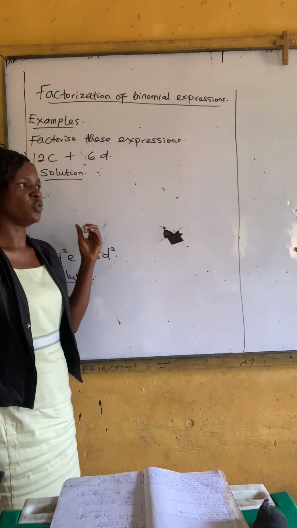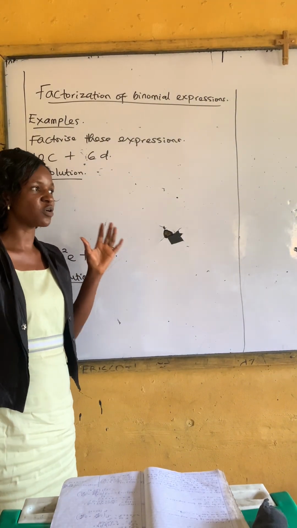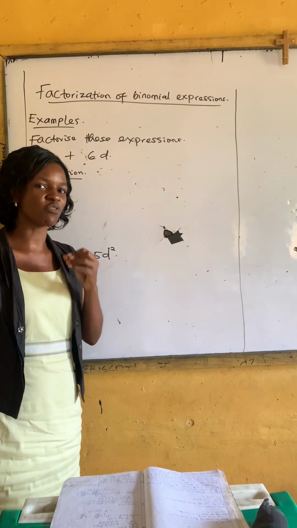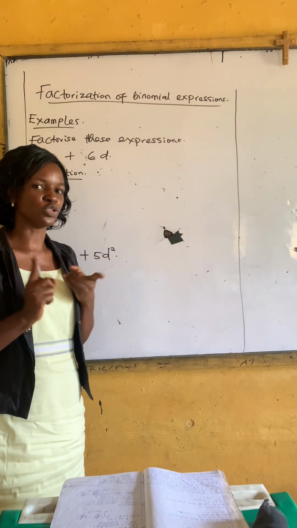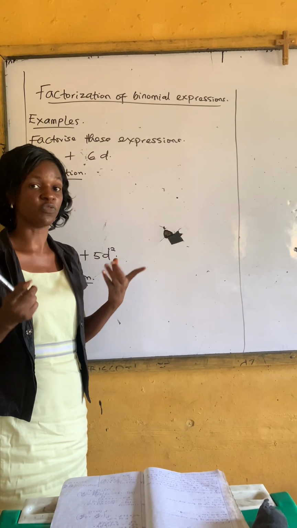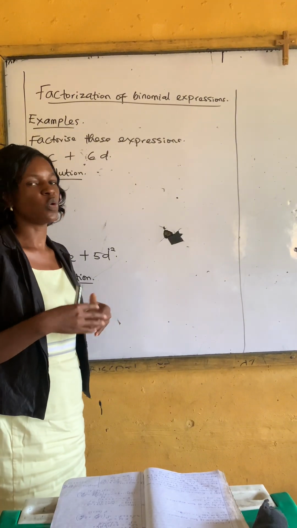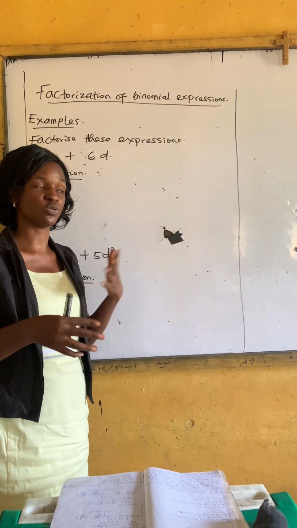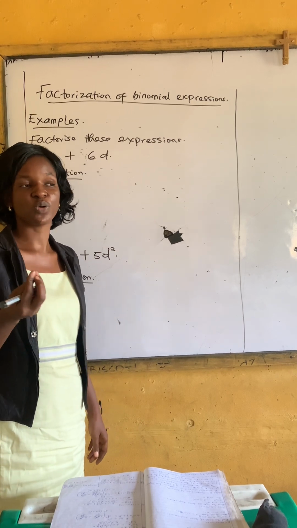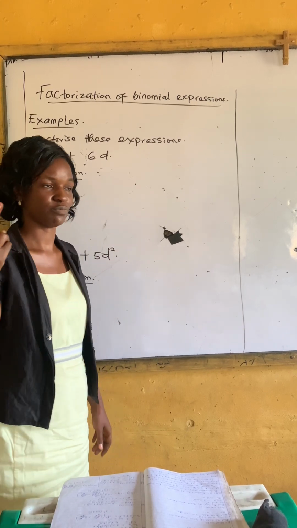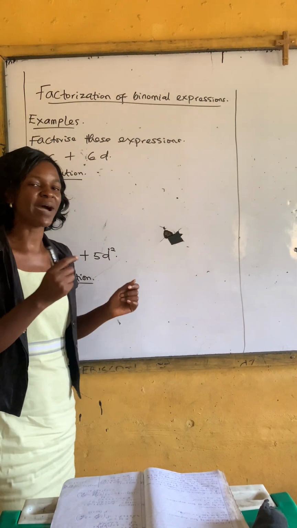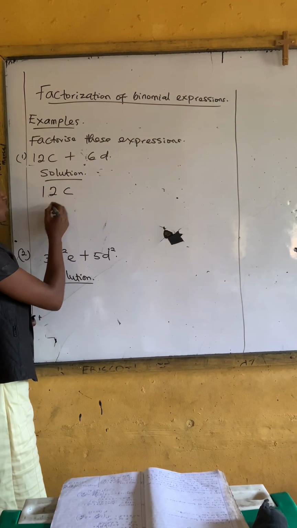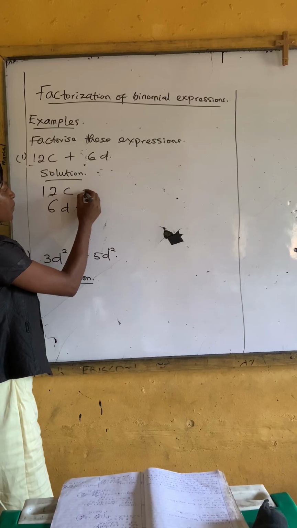Now if you want to factorize this, the first thing you have to do is to find the highest common factor of the two algebraic terms of the binomial expression, right? I believe that we all know how to find the highest common factor of algebraic expressions, but to remind ourselves, first of all, you write 12c and 60.